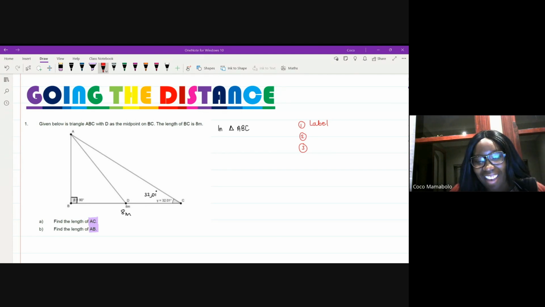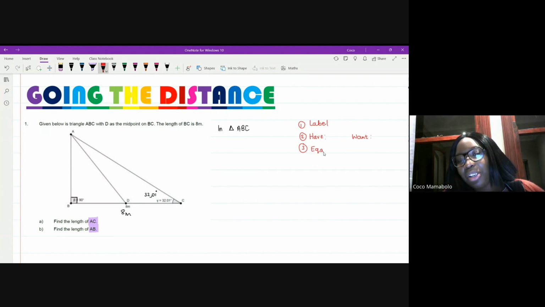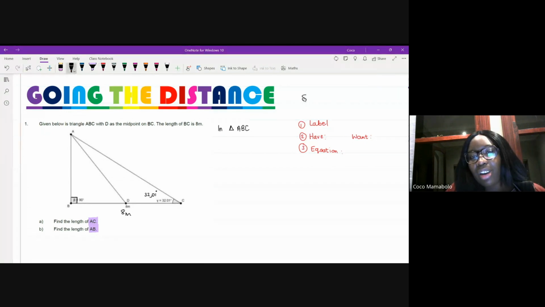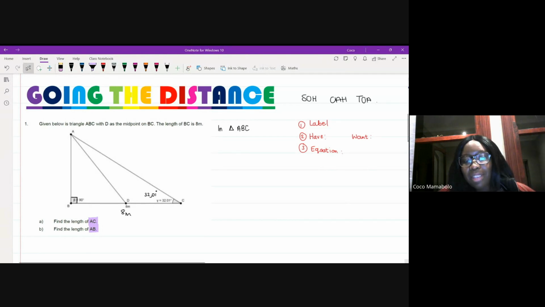What we have versus what we want. Good. Have versus want. Lovely. Then we can go to see whether we need to use SOHCAHTOA, which is then our equation. Okay. I'm going to be nice and write SOHCAHTOA for you guys, even though you should practically know by now. So thumbs up. Do we think we can figure out the length of AC and the length of AB without me? I think I'm just going to give that a thumbs up because I know that you guys can do it.